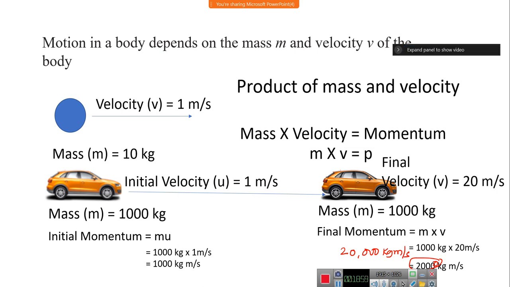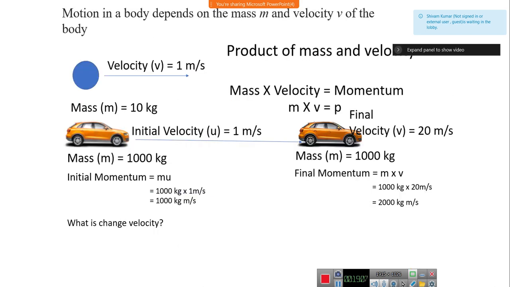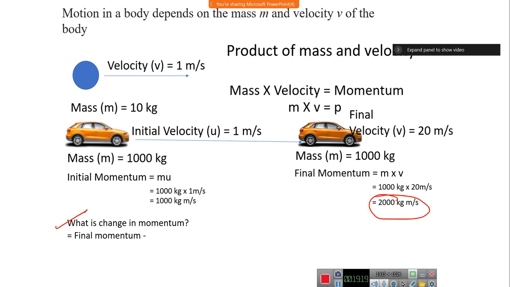This is how we can find the initial momentum and final momentum. Let's say we have found the initial momentum and final momentum. What is the change in momentum? The final 20,000 versus the initial momentum. Change in momentum is final momentum minus initial momentum.